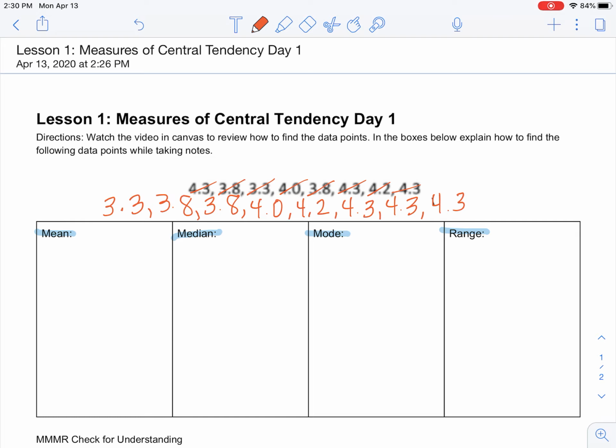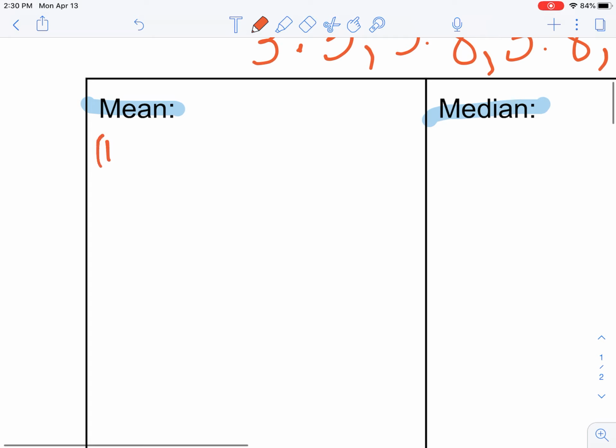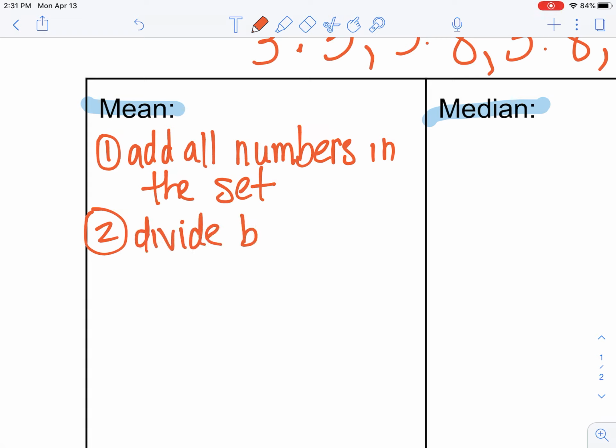Okay, so I have those all in least to greatest order. That is the first thing that I do. Then I'm going to go through and calculate each of these. So with mean, I'm going to write down the steps. The first thing you're going to do is add all the numbers in the set. And step 2, you are going to divide by the amount of numbers in the set.